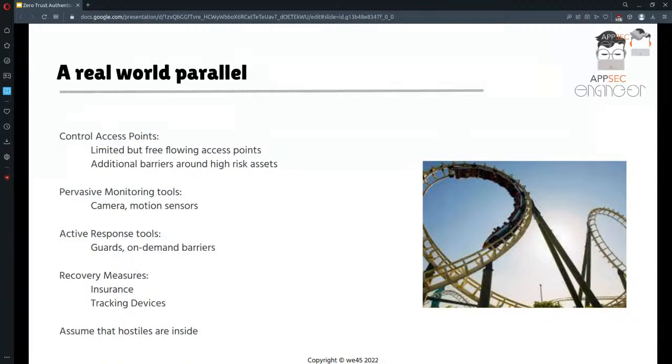Finally, active response tools like guards and on-demand barriers. Well, in our case, we would have certificates that are issued to the client and to the server. In any case, if we realize that our hardware has been compromised, then that certificate can also be revoked using something like OCSP, which is the Online Certificate Status Protocol, that allows the compromised certificates to be revoked from the list of authorized certificates. Suspicious activity can also be flagged, and that user can be kicked out of the system or the network very quickly. Finally, recovery measures could be, in this case, tracking device and insurance.